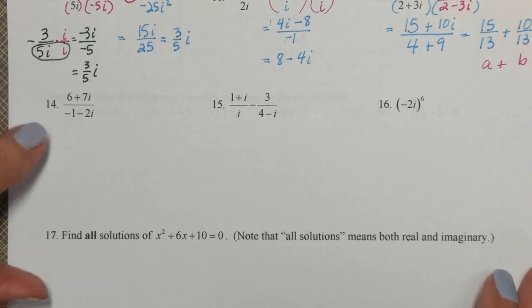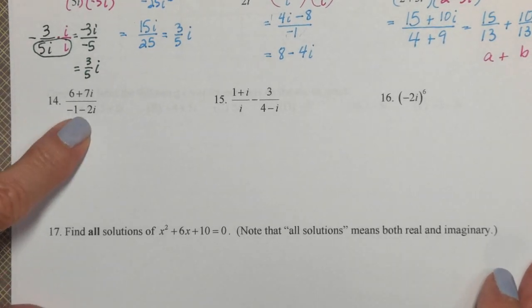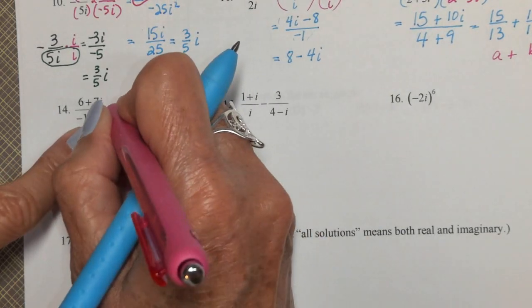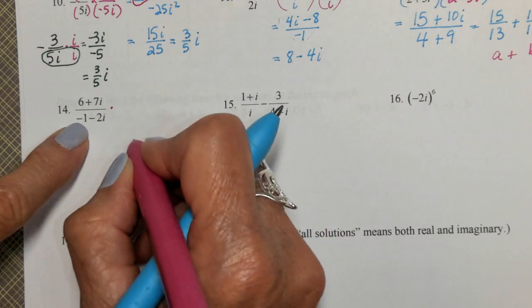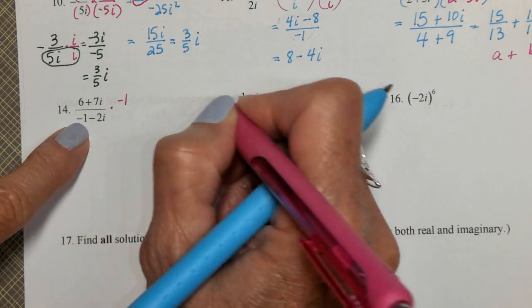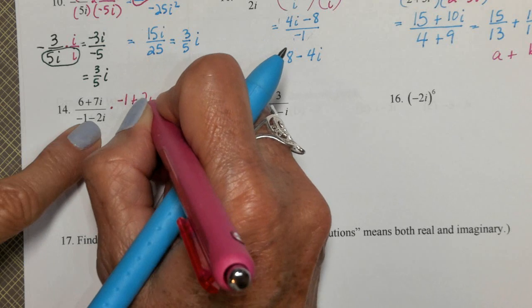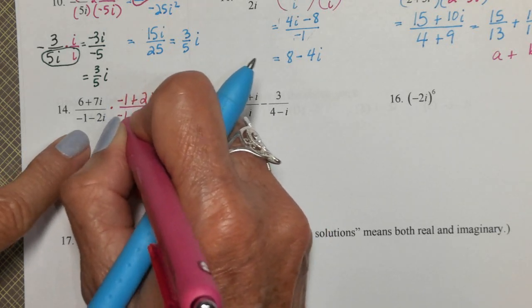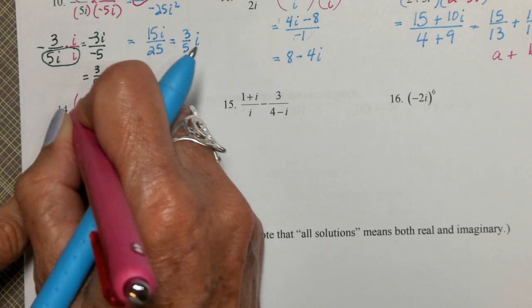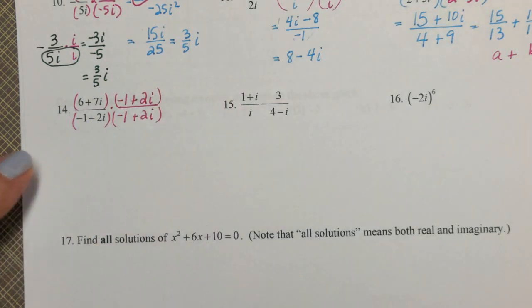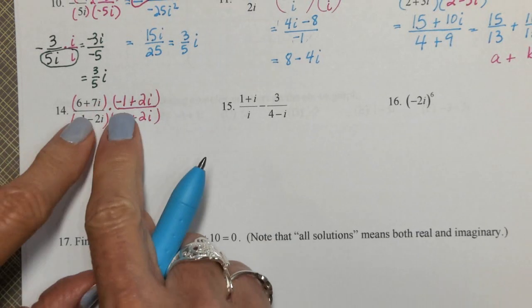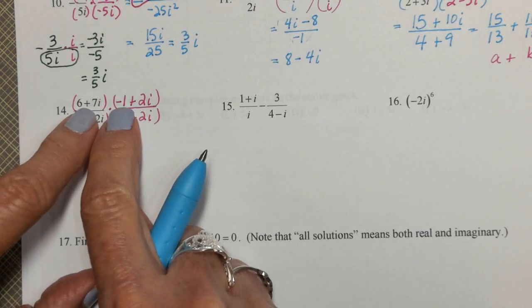Alrighty, number 14. Another full-blown complex number in the bottom. So what do we multiply top and bottom by? We leave the sign of the first thing alone, and we change the sign of the imaginary part. So leave the real part, change the imaginary part.